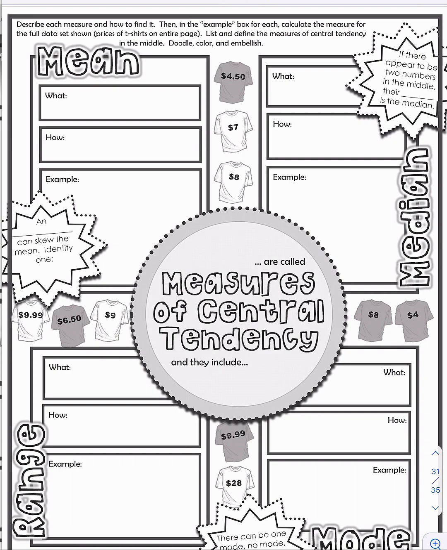So you can see down through the middle of our boxes, we have little t-shirts in there, and it has the price of the t-shirt on top of it. So those prices are going to be our data set. And then we have to list and define the measures of central tendency in the middle. We're going to doodle, color, and embellish as we go. So go ahead and pick out a couple of different colors of markers that you would like to use for today. I'm going to be using three different colors as I work. Feel free to do three, and then we can always go back in and add some more color and doodle later.